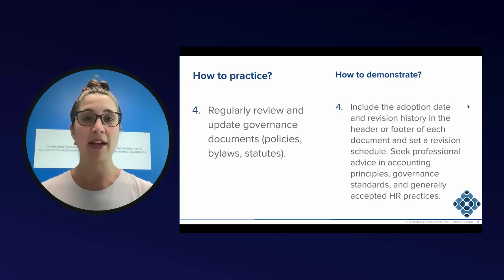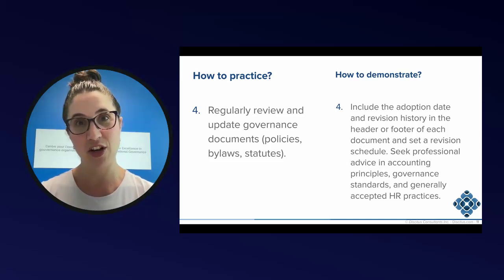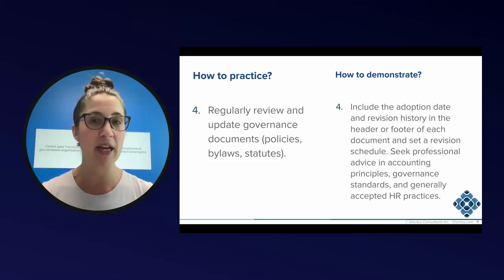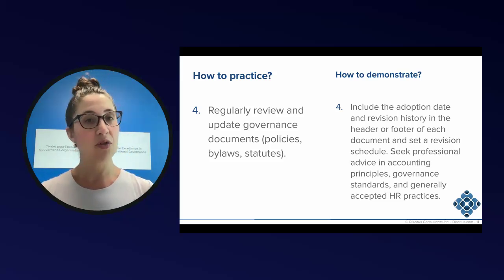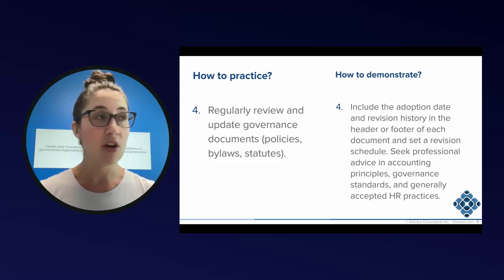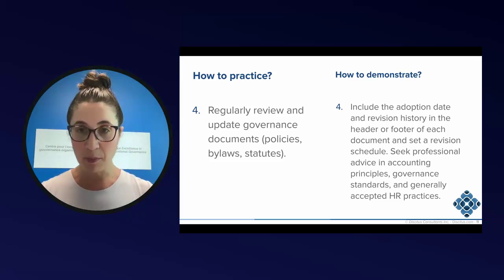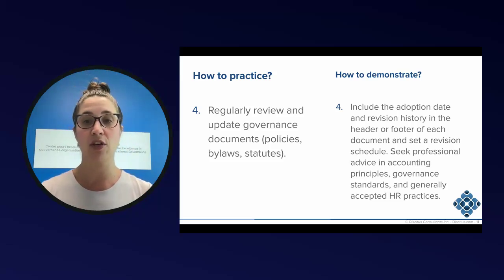So a fourth way to practice due diligence here as a director or officer of a nonprofit is to regularly review and update your governance documents. We're talking about your key governance documents here, your policies, your bylaws, your statutes. How do you demonstrate that diligence? Well, by including, for example, in your documents, the adoption date, the revision history of all of these documents, and also the revision schedule. For example, our bylaws are reviewed annually. Well, put that in the footer or the header of the document.